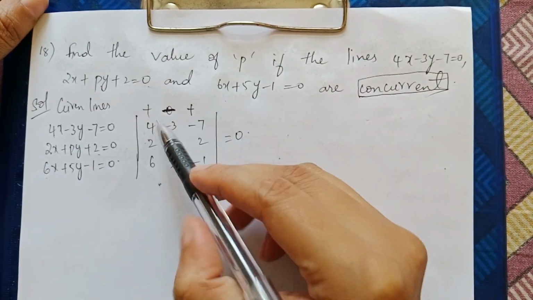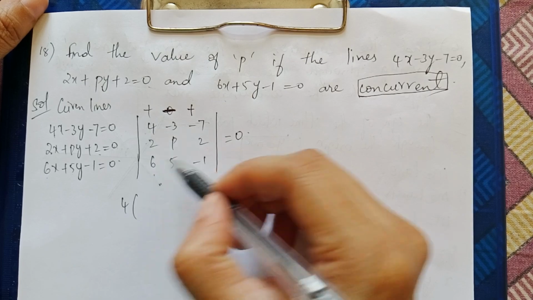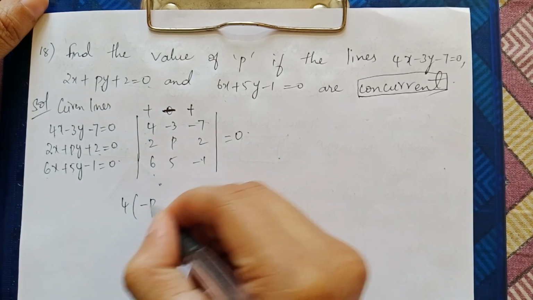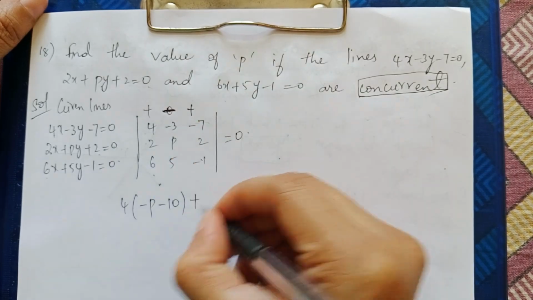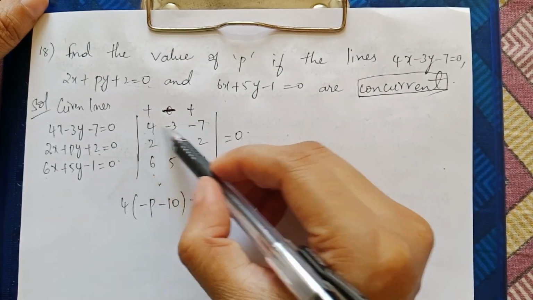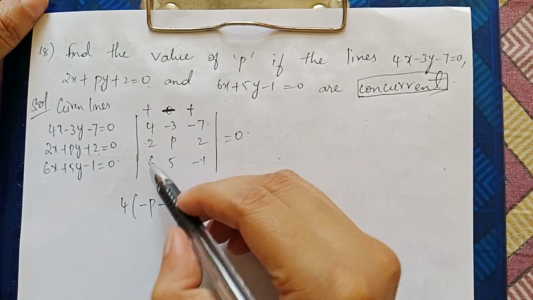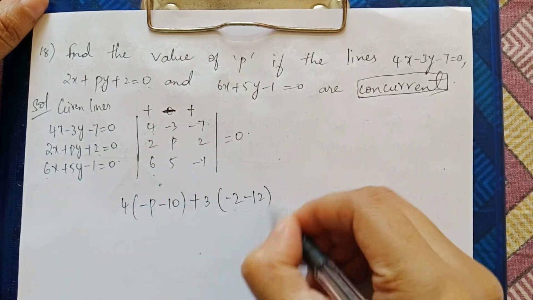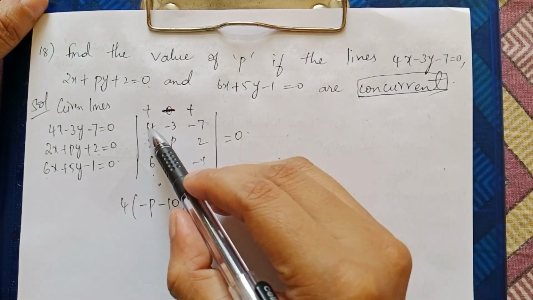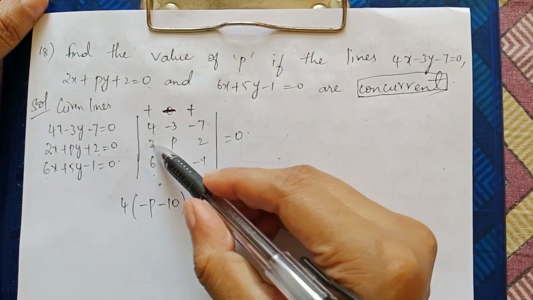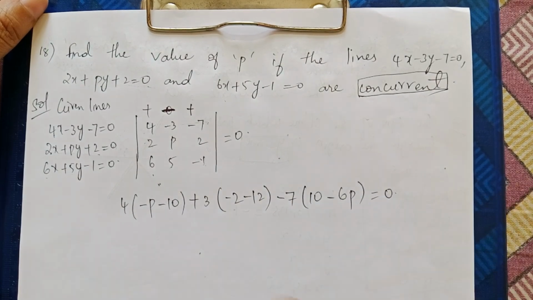equal to 0. So it will be 4 into, eliminating this row and this column, minus p, and 5 into 2 is 10, minus 10. And negative of negative will become plus 3 into, eliminating this row and this column, 2 into minus 1 minus 2 into 6 is 12, and plus into minus is minus, so minus 7 into, eliminating this row and this column, 2 into 5 is 10, minus 6 into p, 6p equals 0.